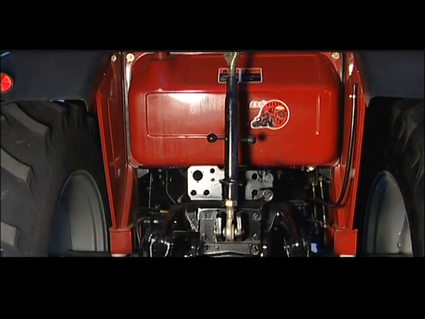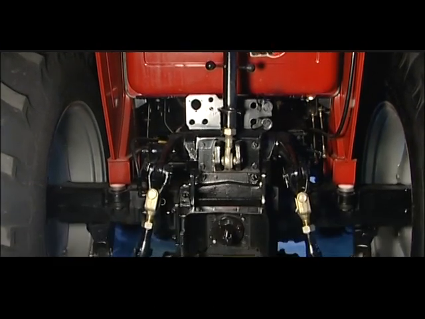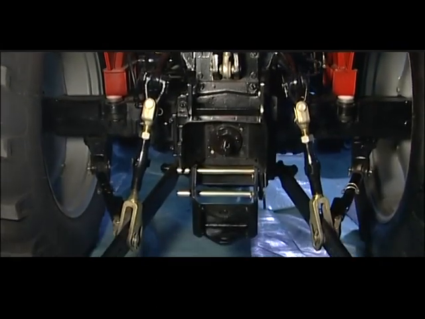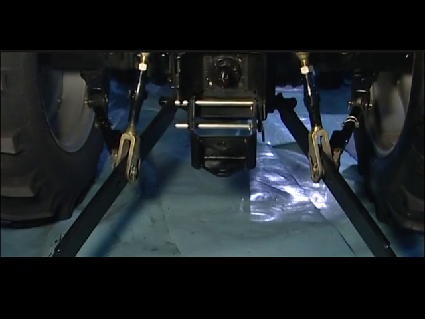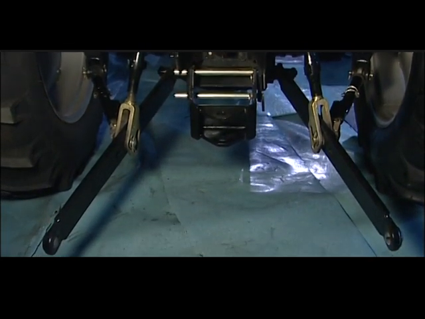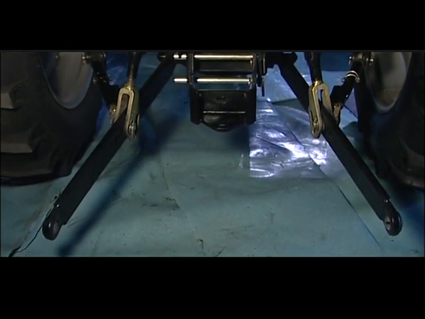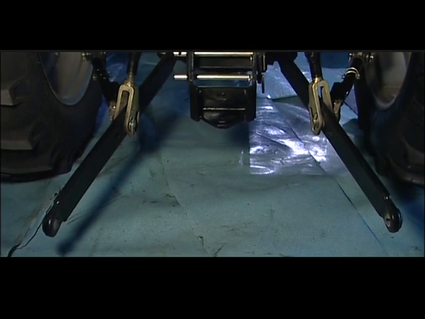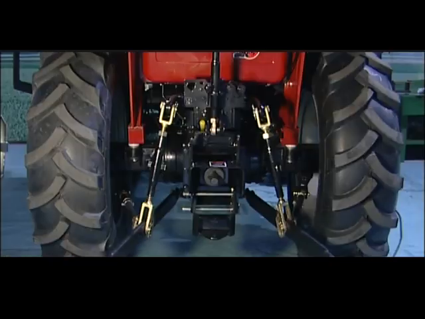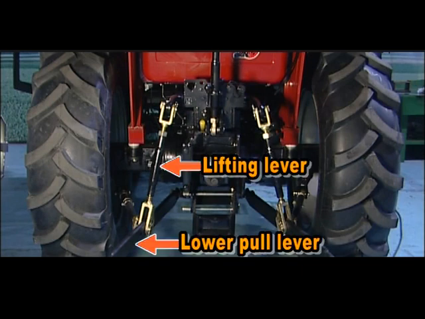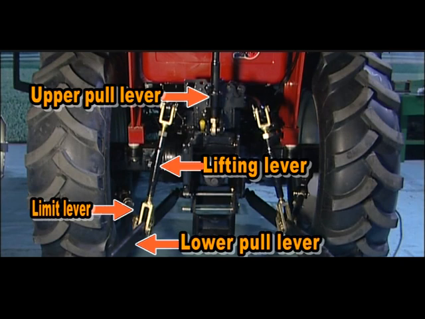The Category 2 or 3 hitch device is chosen to link with farming tool for this series. Before the tool connects with the tractor hanging device, the necessary adjustments should be done according to the tool use manual. It is mainly composed of lower pulling lever, lifting lever, upper pulling lever, and limit lever. The linking and adjustment of all levers will be introduced following.